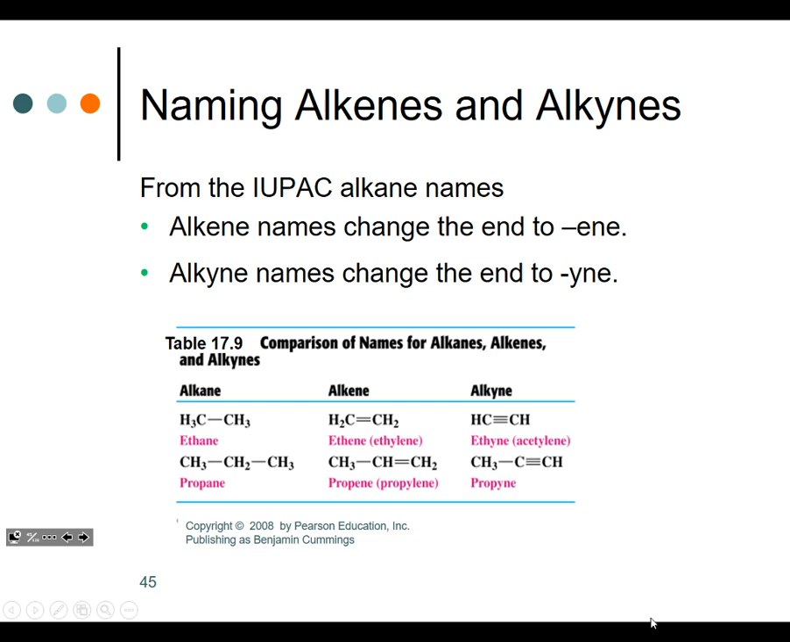From how chemistry names these, alkane names will change to -ene for alkenes and -yne for alkynes, like I just said. Here we have ethane, my alkane, a single bond. A double bond is called an alkene, and it will end in -ene. My alkynes are a triple bond, and will end in -yne. So I have ethane, ethene, and ethyne. Down here, I have propane, propene, and propyne.